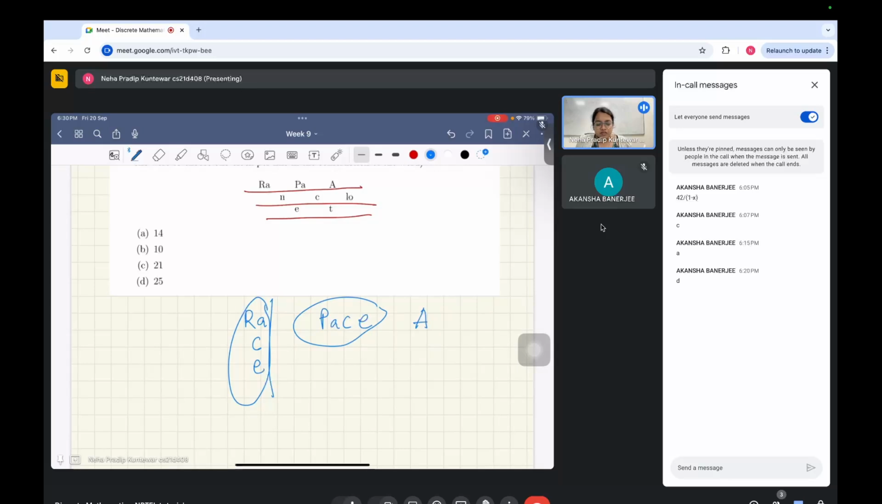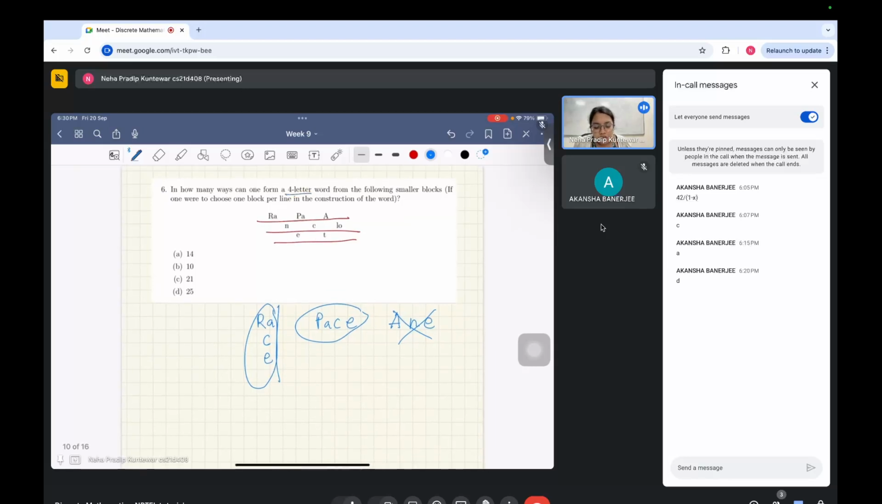Also you can take A from here, N from here, E from here. But this is not the kind of word that I'm interested in, because I'm only interested in the number of four-lettered words such as this and this. So the question is, how many such words can you make where you have two constraints? One is you can only pick one block from each line. Second is it has to be a four-lettered word. Okay, so maybe just try this out for some time.